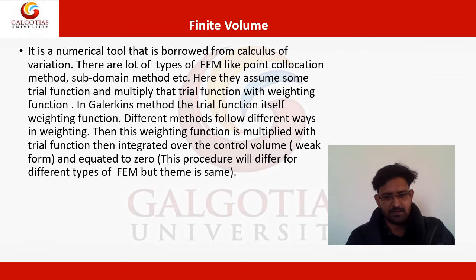Then this weight function is multiplied with the trial function and then integrated over the control volume. This integration over the control volume is known as the weak form, and it is equated to 0. This procedure will differ for different types of FEM, but the theme is the same. Then we get one set of algebraic equations. Solving that will give the solution. Here we are working only on ordinary differential equations. Sometimes the conservation law may be violated. This method is more accurate than FVM, that is the finite volume method, and FDM.